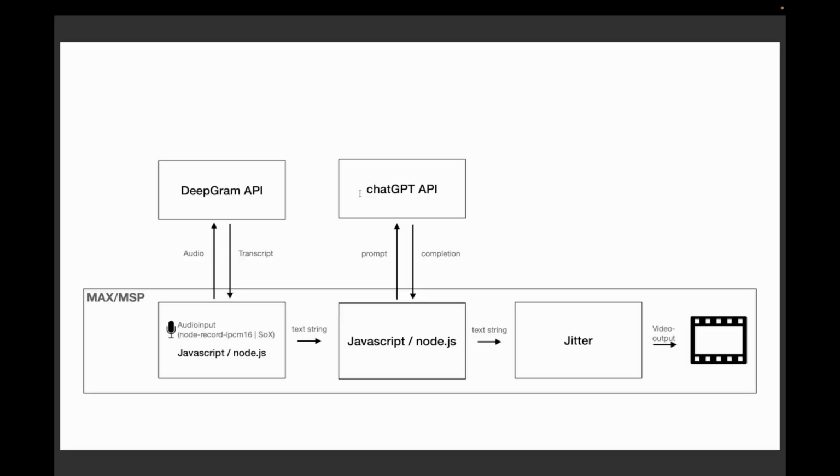The patch I've shown you works like this. We're using the node.script object to run JavaScript in Max. The first instance already has an audio input implemented. We're technically not sending it the audio from Max because node.script won't take signal input as far as I know. The audio is sent via a WebSocket to the Deepgram API, which returns a transcript of that audio. We feed that as a prompt to the ChatGPT API in a second instance of node.script and receive its answer as a text string, which we can then visualize using jitter or whatever.